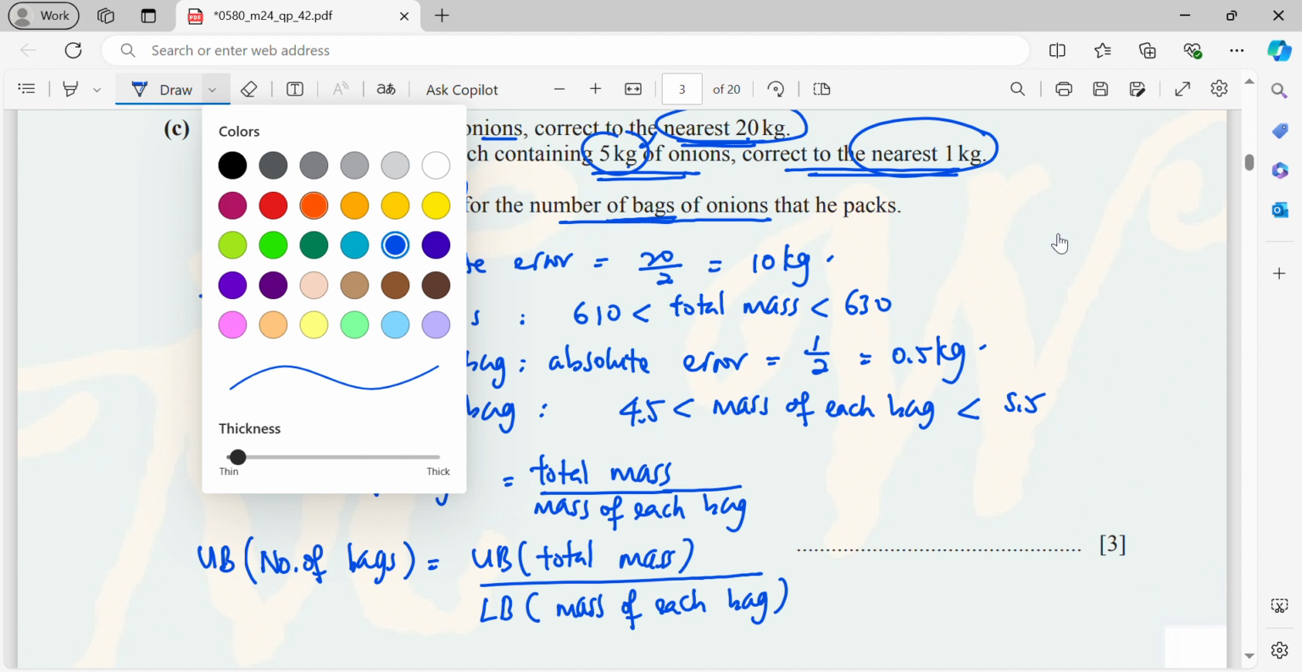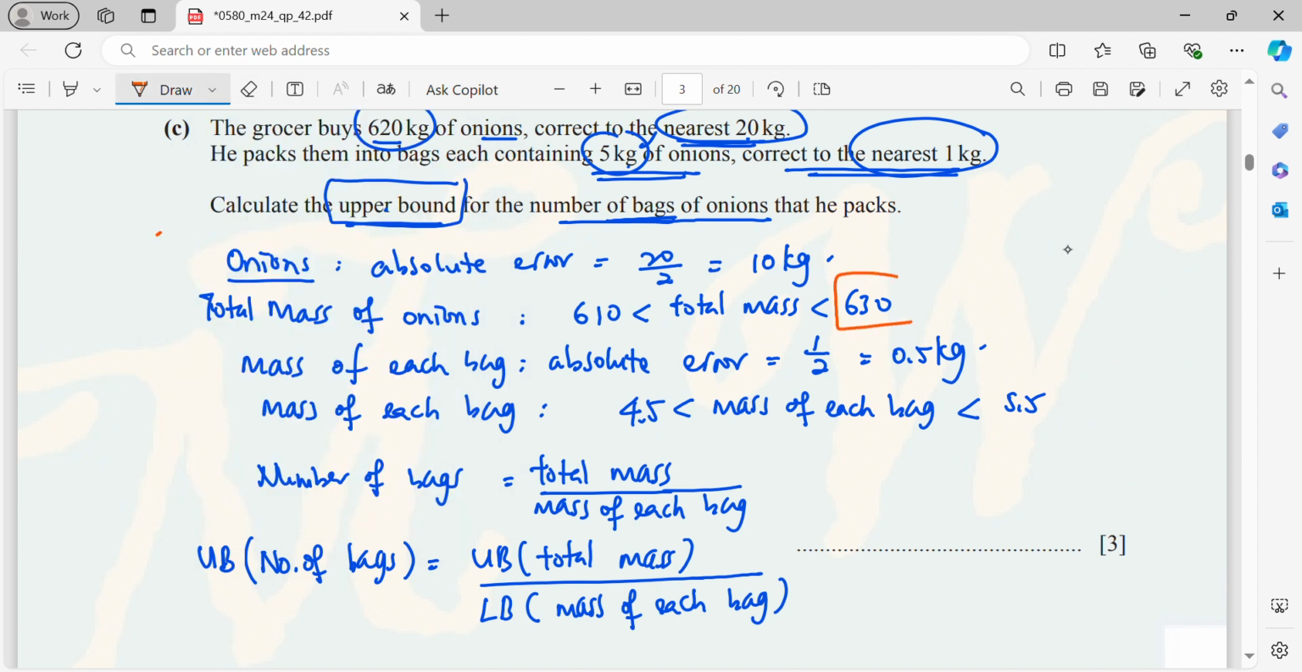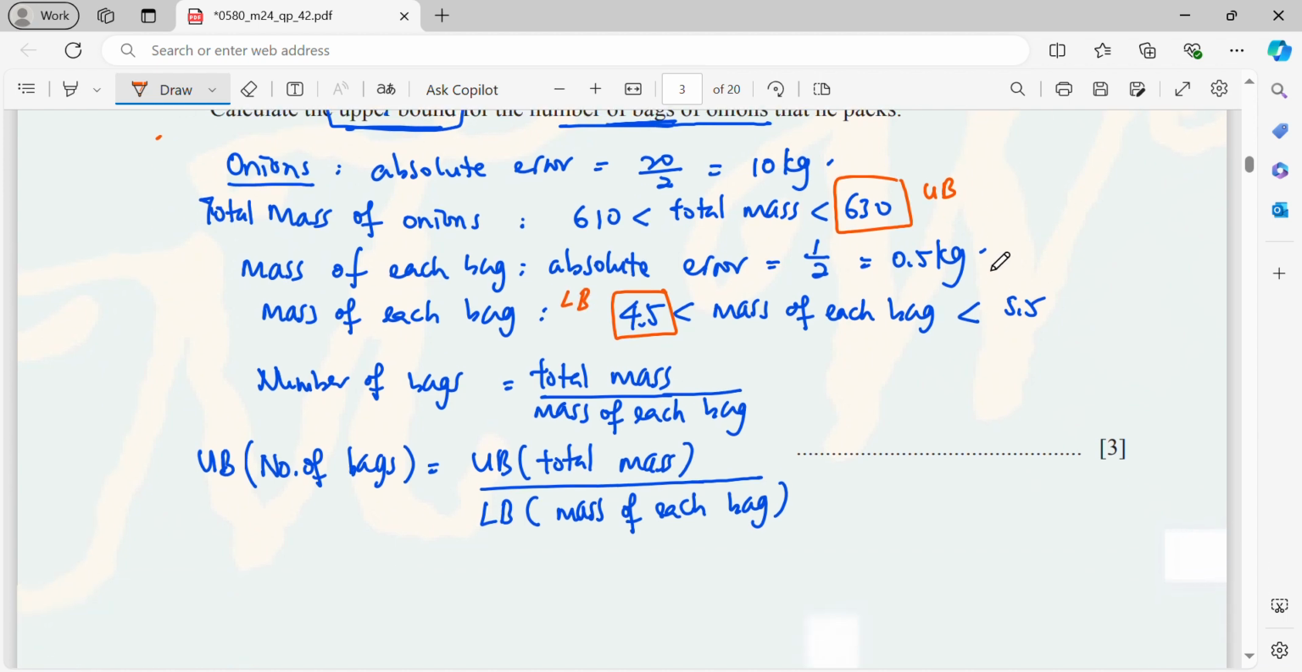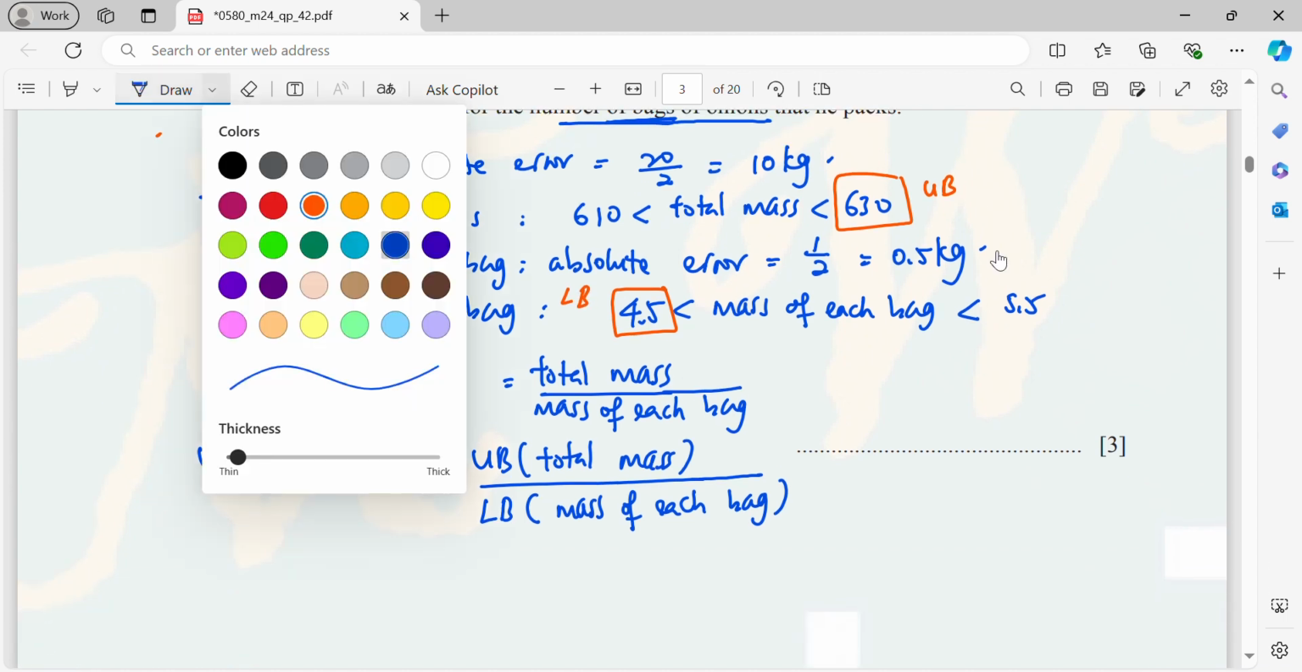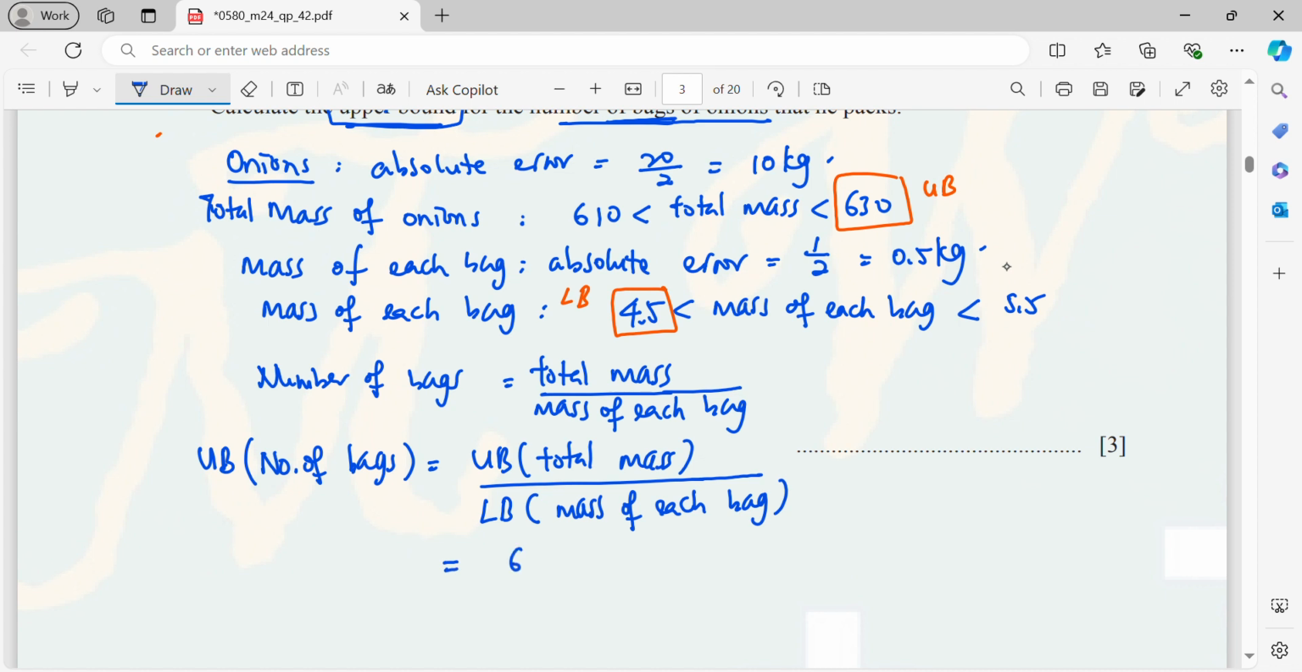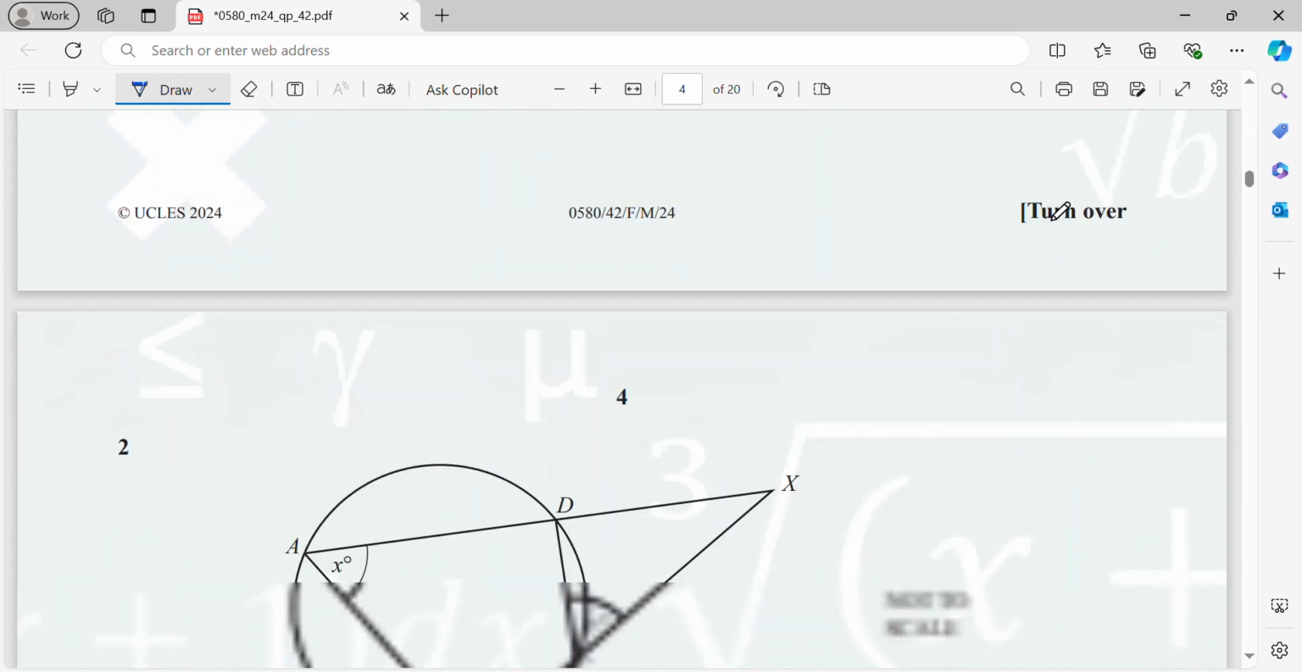Okay, so the upper bound for the total mass is 630. The lower bound for the mass of each bag is 4.5. So this is the LB. Right, so now just divide these two values. So that means this is going to be 630 divided by 4.5. Then you will be getting 140. So that is the upper bound of the number of bags. Okay, done for number 1.